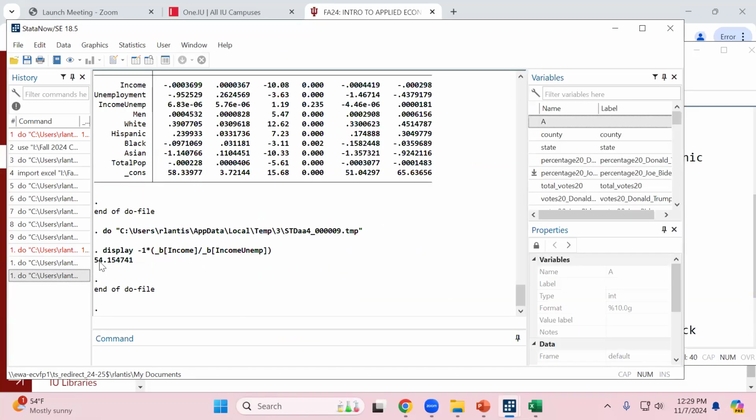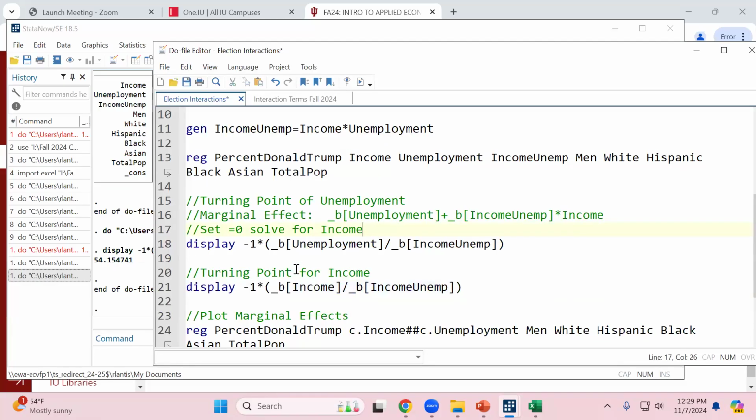I can be a little bit more precise. I think when I rounded before, it was like 53. The actual precise value is 54. Right? So that turning point on unemployment would be 54. Okay? Questions on anything there?